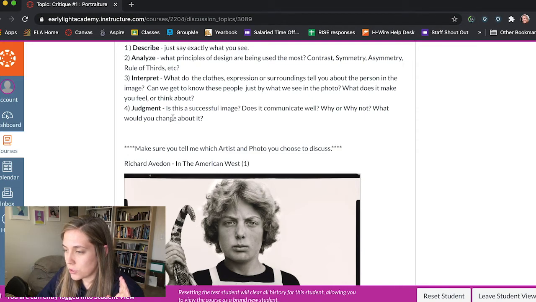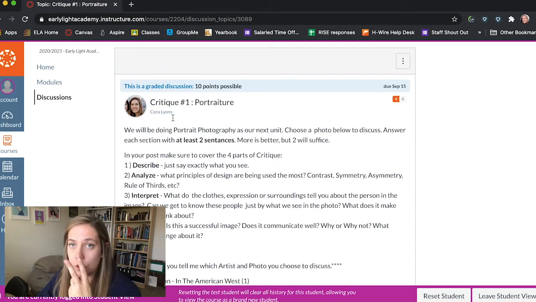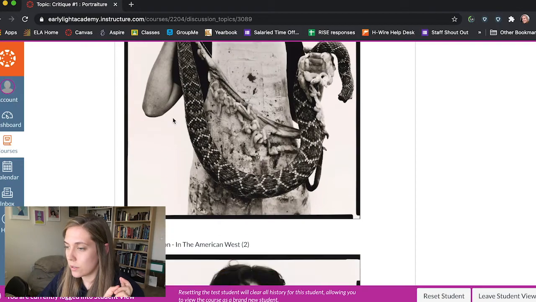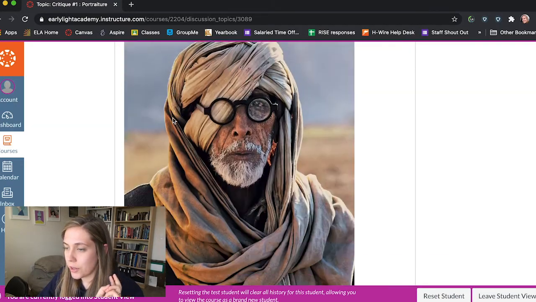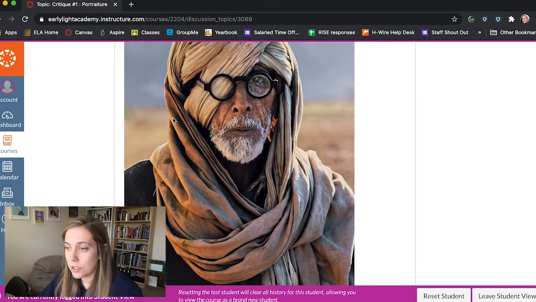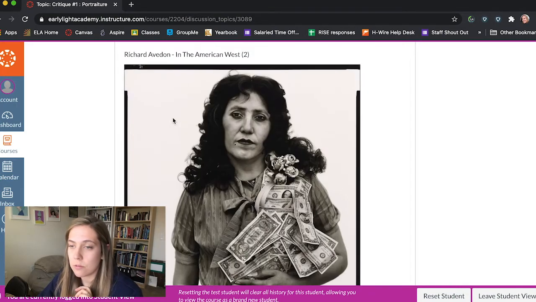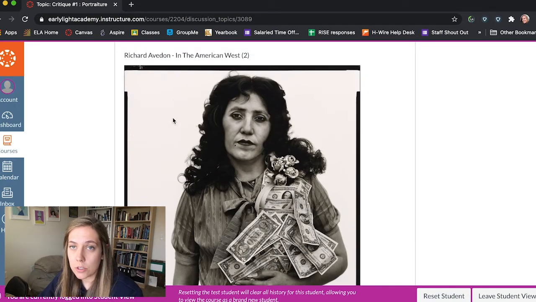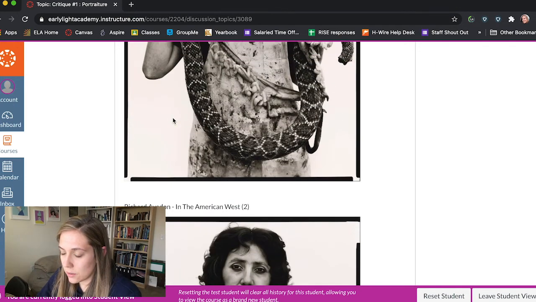I've got 4 portraits. They're by just 2 different artists. One artist is Richard Avedon, and the other one is Steve McCurry. They are both very famous. Steve McCurry currently works for National Geographic. Richard Avedon used to be a fashion photographer. He passed away a few years ago, but the particular portraits I've chosen, the series I've picked, is still very interesting in my opinion. So that's our first critique.